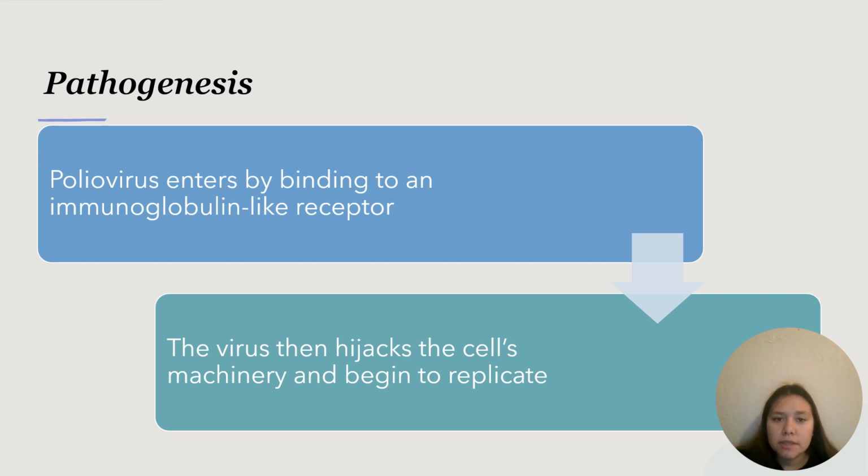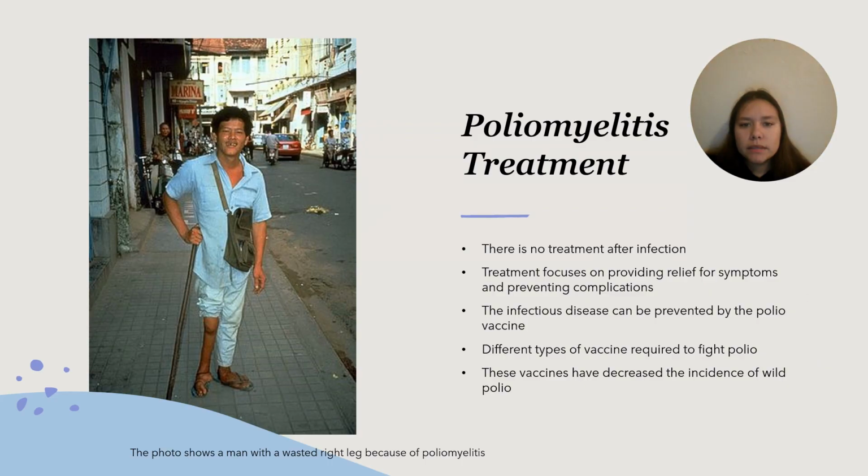Pathogenesis: poliovirus enters by binding to an immunoglobulin-like receptor, known as the poliovirus receptor, or CD155, on the cell membrane. After it binds, it enters and rapidly releases its genome via vesicles, and then hijacks the cell's machinery and begins to replicate. So there is no treatment after infection. Treatments usually just focus on providing relief for symptoms and preventing complications. The infectious disease can be prevented by the polio vaccine, though, with multiple doses providing lifelong protection.